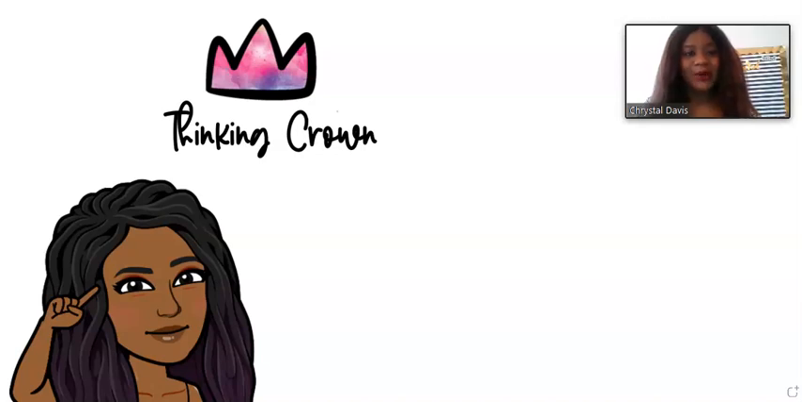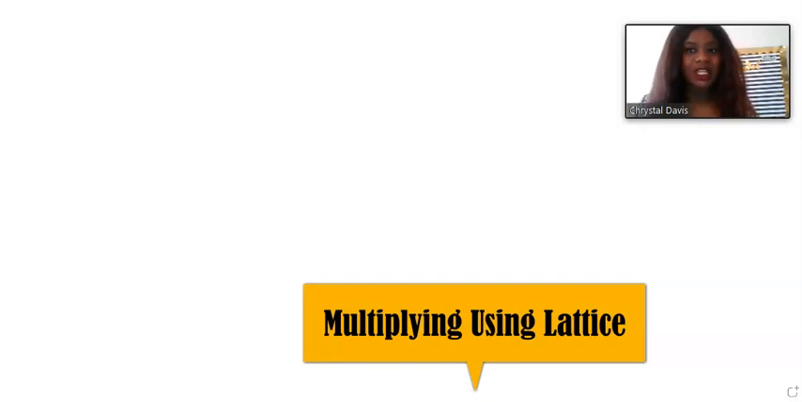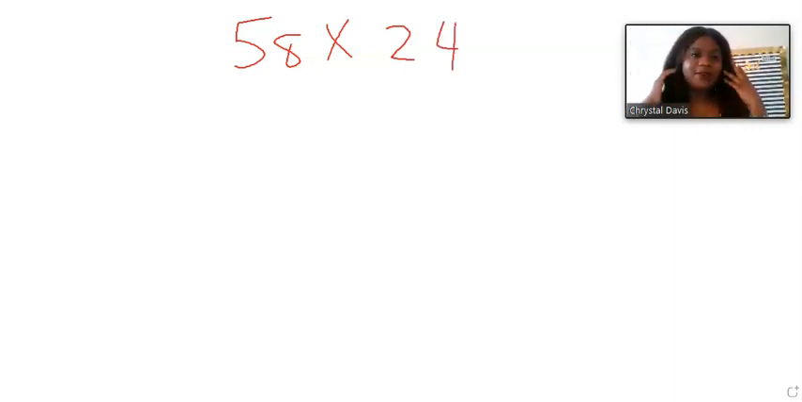Hi scholars, today I'm going to teach you to multiply using the lattice strategy. Let's get started with a problem. Our problem is going to be 58 times 24. The great thing about the lattice method is that it's a series of boxes. So let's get started with drawing our boxes.